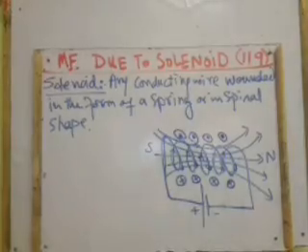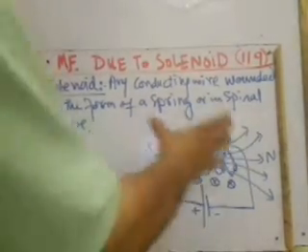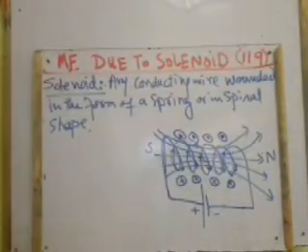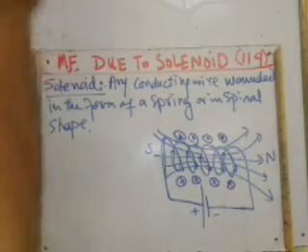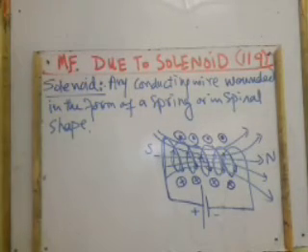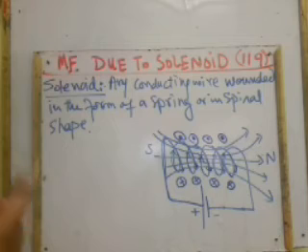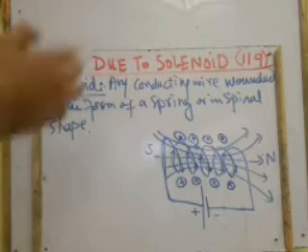Right hand rule. What is the function of a solenoid? A solenoid is used basically in electrical circuits to produce a magnetic field very much the same as that of a bar magnet. So this is a solenoid.